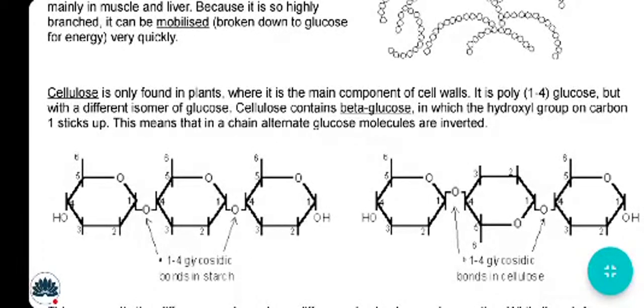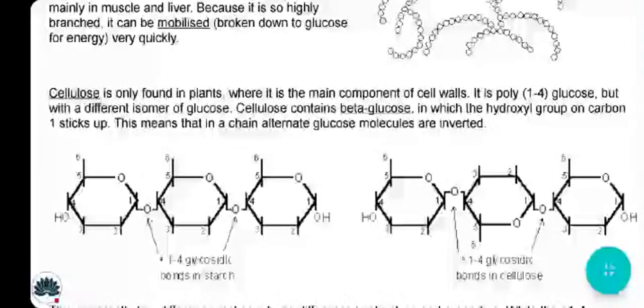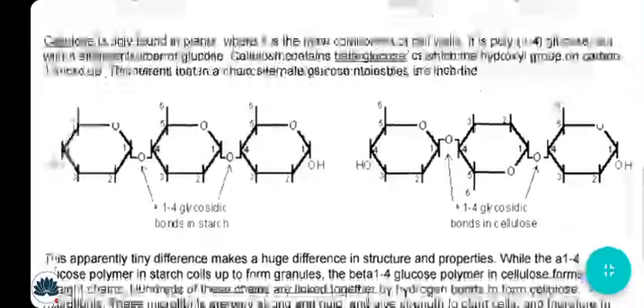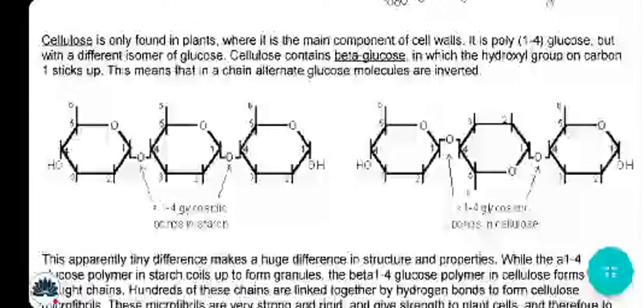How is it different? Let's see. Cellulose contains beta glucose, in which the hydroxyl group on carbon 1 sticks up. This means that in the chain, alternate glucose molecules are inverted. This gives the 1,4 glycosidic bonds in cellulose.